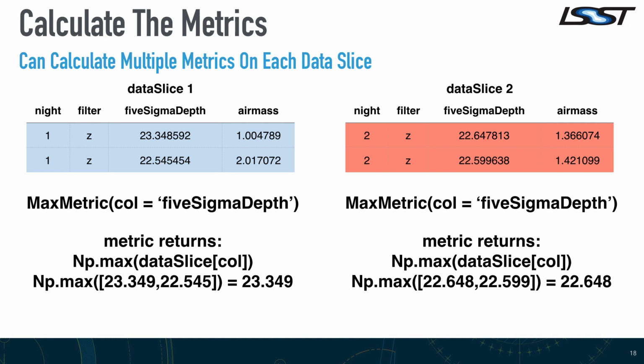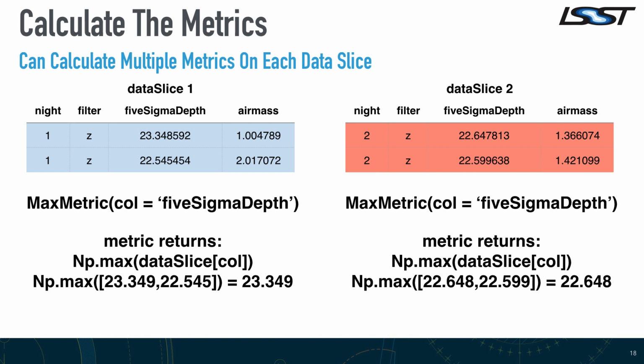And what's really nice is once you have the data, the data has gone through the slicer, you can calculate multiple metrics on it. So again, let's say you were also interested in something like the maximum 5 sigma depth. All you would do is set up a metric that has that column name, and you can see it's just returning the NumPy maximum of those different columns and those different data slices. It's really just that simple. So I really hope that this has illustrated what this would do for each data slice.